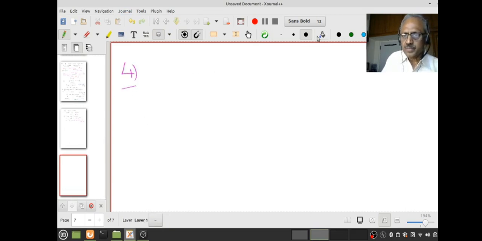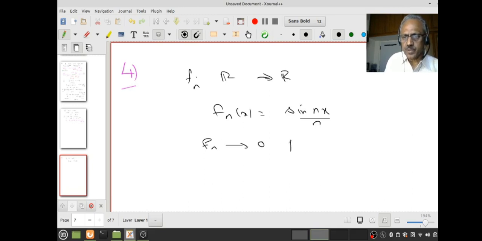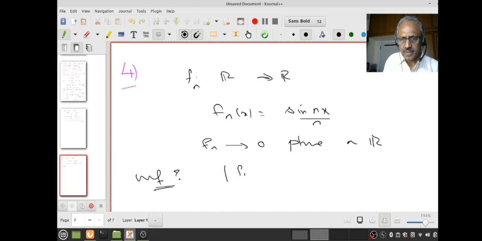Remember we did that Fn from R to R with Fn(x) equal to sin(nx)/n. And then we saw Fn converges to 0 pointwise on R, in the last lecture. Is the convergence uniform? What do I have to estimate? I have to find a uniform estimate for this, but |sin(nx)/n| is less than or equal to 1/n.